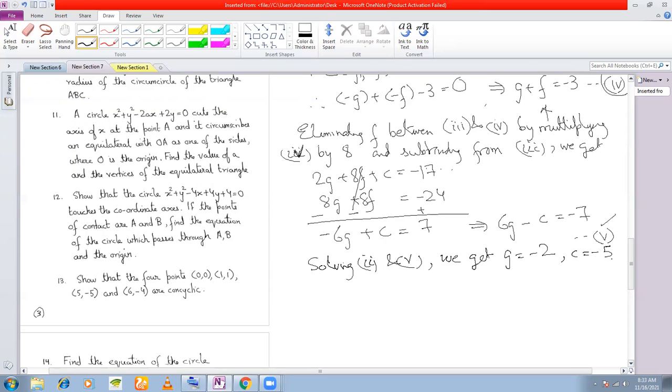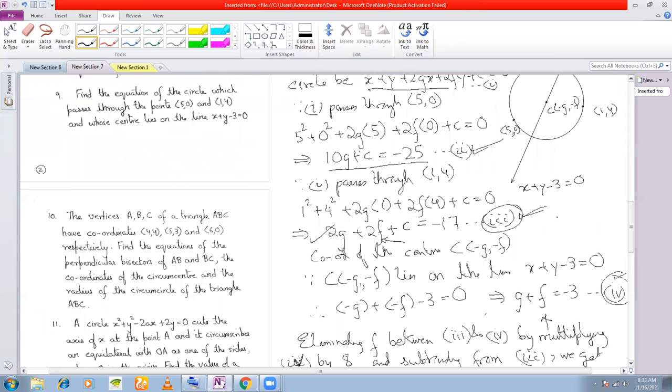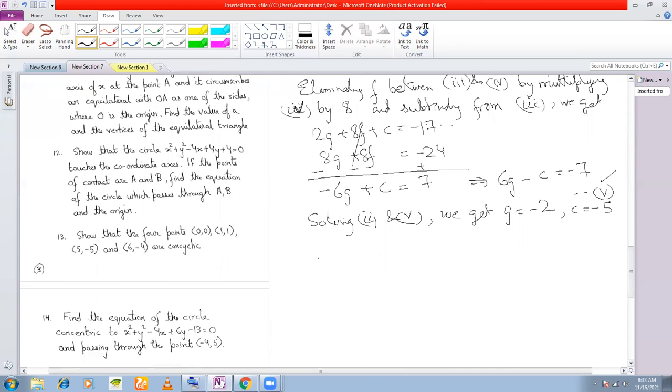Okay. Now once you have got the value of g and c, how will you get the value of f? Put these values of g and c in this equation number 3. So from 3, 2g plus 8f plus c is equal to 0. That means you get 8f minus 9 is equal to 0. That means you're getting f is equal to 9 by 8.